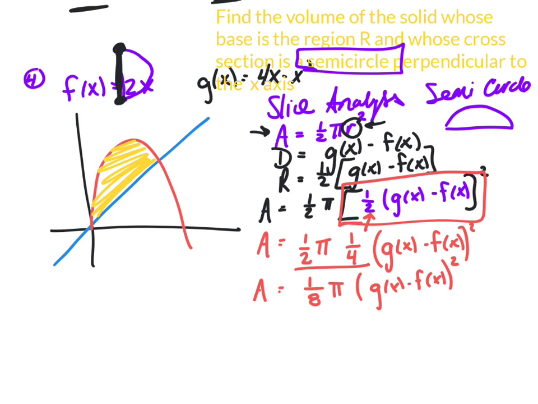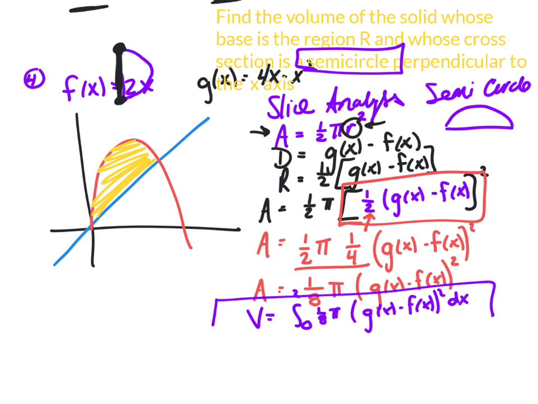So when I go to slap volume on there, don't forget volume is the integral. We're going to add up all those pieces. That's what an integral does. From 0 to 2 of 1/8 pi g of x minus f of x squared dx. Okay. So again, take your time with that slice analysis in the semicircle. Don't skip steps.